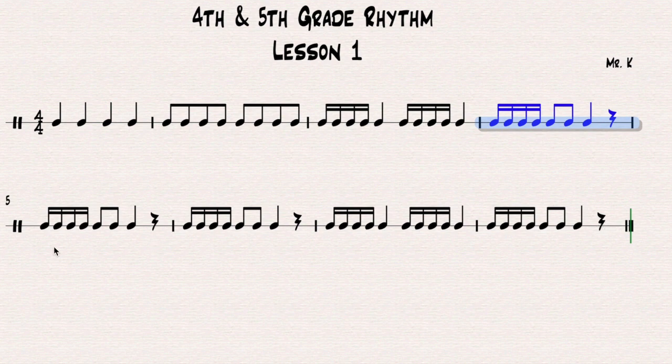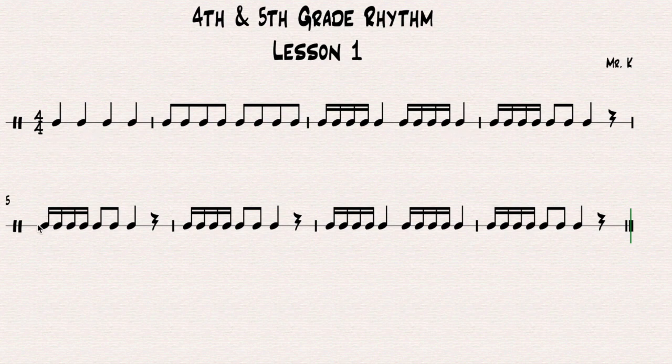Did you notice that there's only 4 measures in this song? 1, 2, 3, and 4. Our whole bottom line of our song is made up of this measure and this measure. So once we know the top line, we pretty much know the entire song.